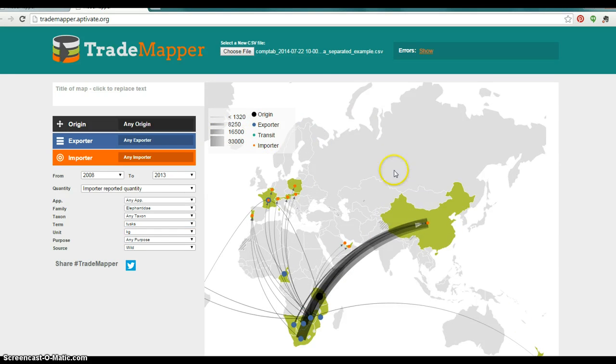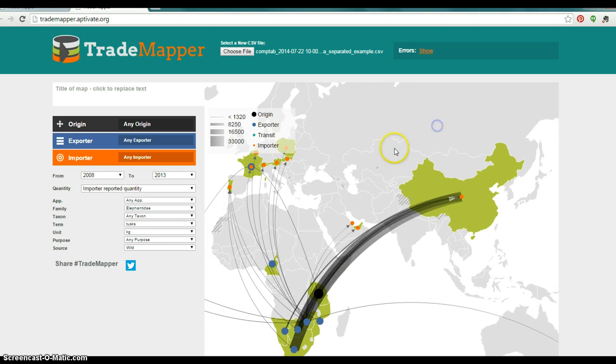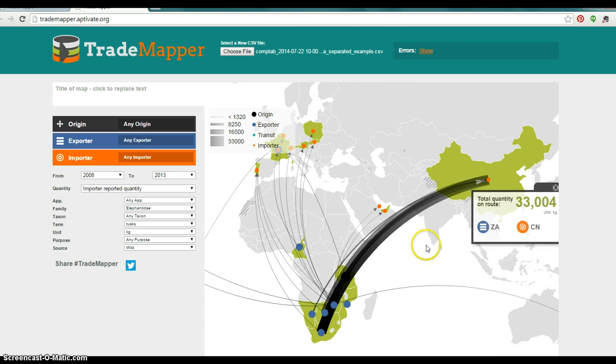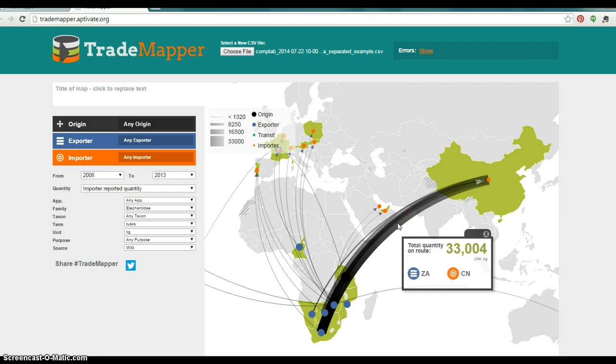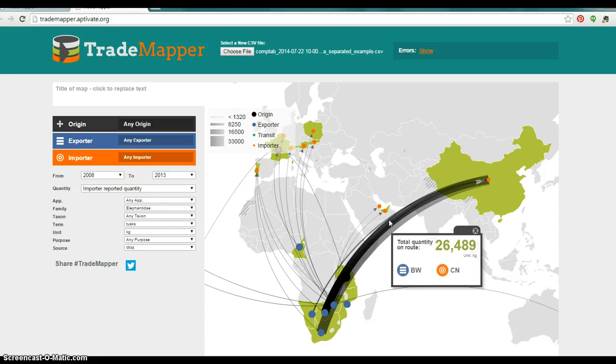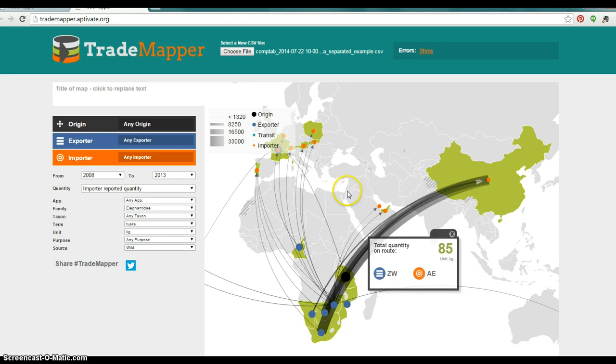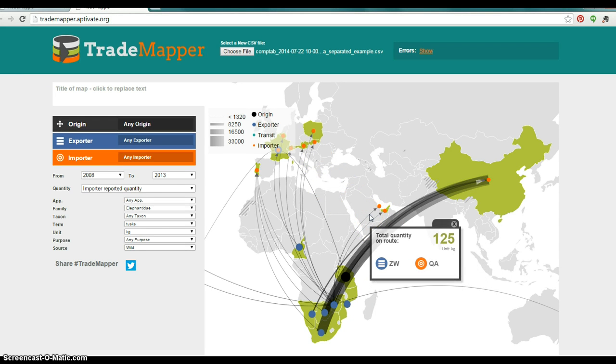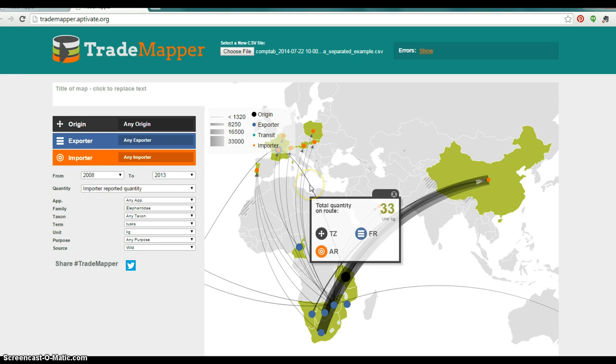So we can start zooming in and exploring the data a bit more. So I can hover over one of these lines of really a large amount of trade and see that it's from South Africa to China, and that there's another one from Botswana to China. There's also some small amounts of trade to the Middle East and some up to Europe as well. And by zooming in and investigating it a bit more, I can start asking myself these questions about which countries are involved and why the ivory is taking particular routes.